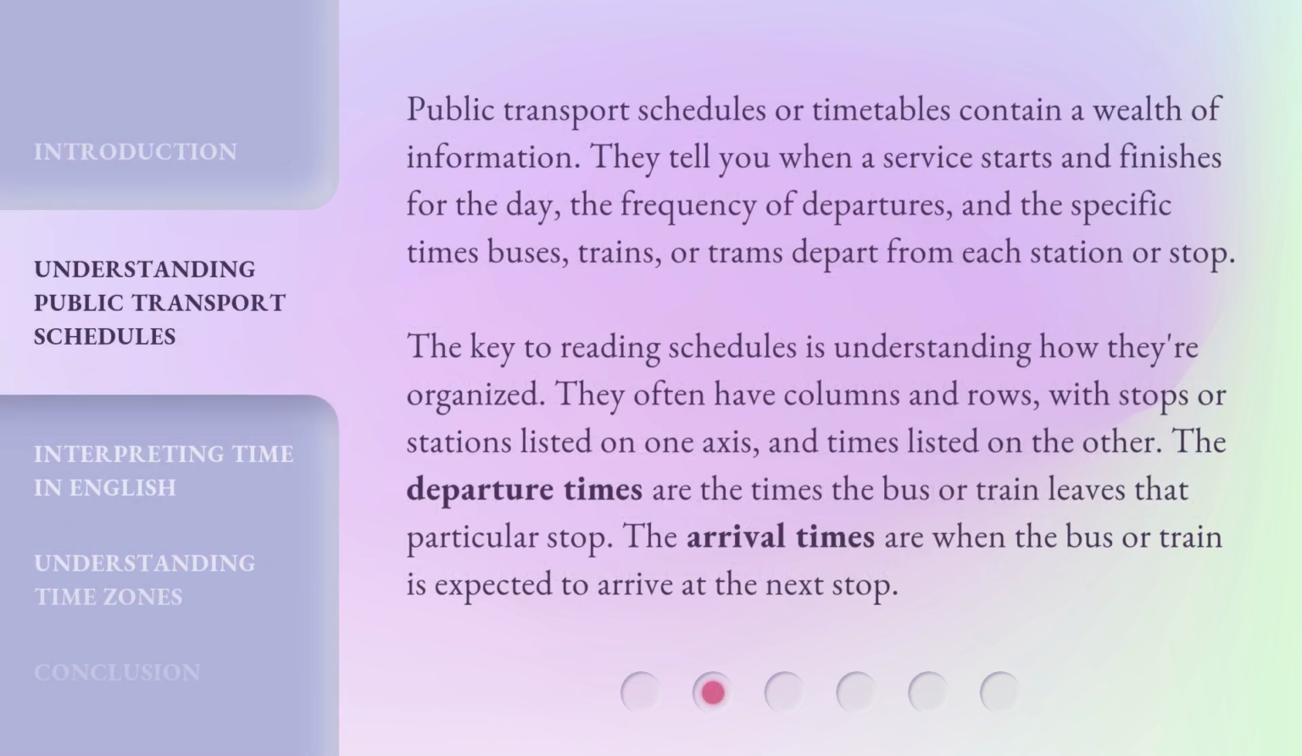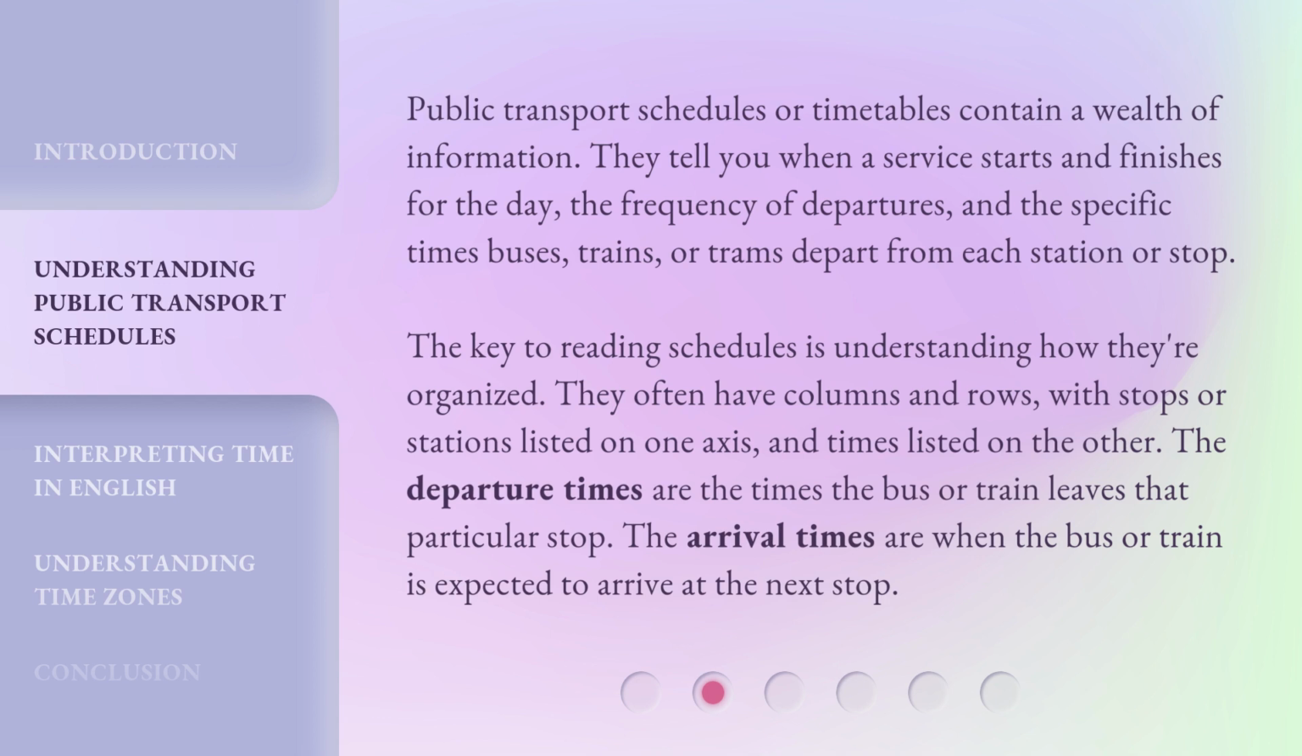Public transport schedules or timetables contain a wealth of information. They tell you when a service starts and finishes for the day, the frequency of departures, and the specific times buses, trains, or trams depart from each station or stop. The key to reading schedules is understanding how they're organized.